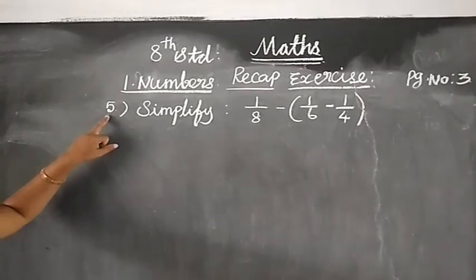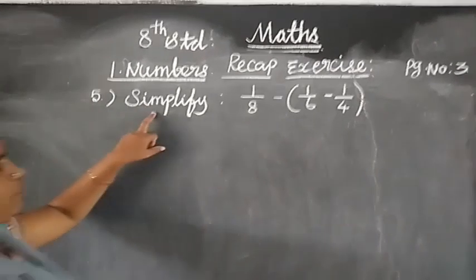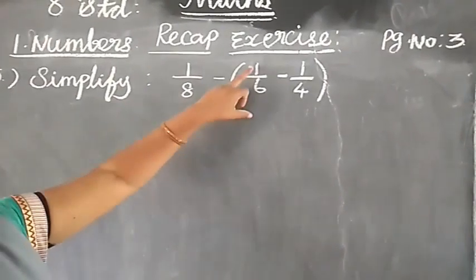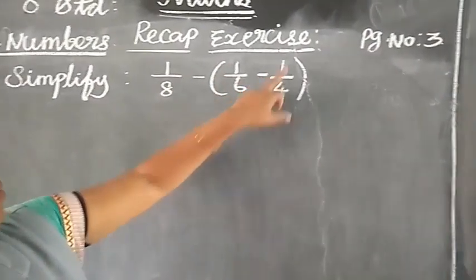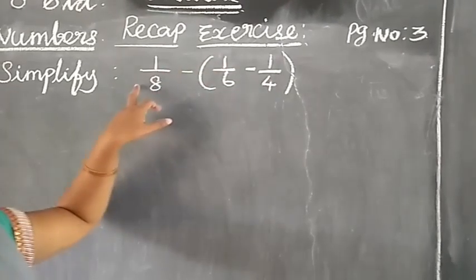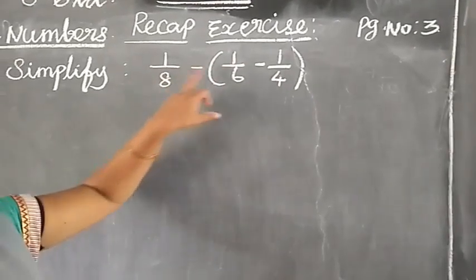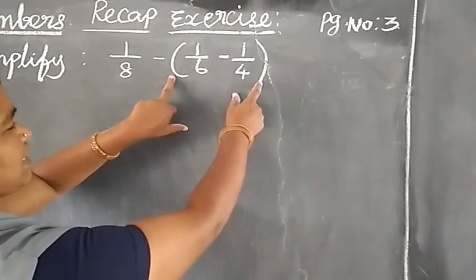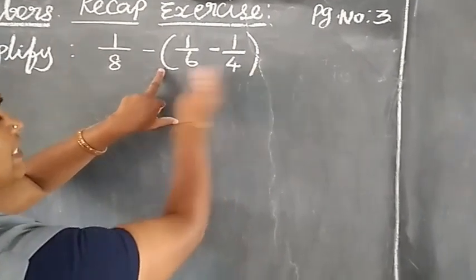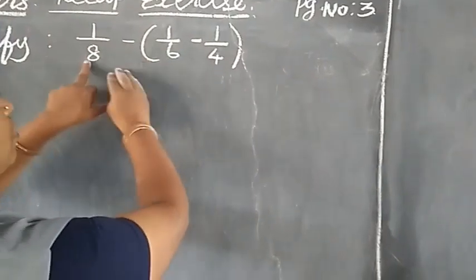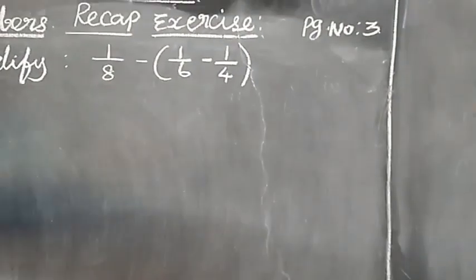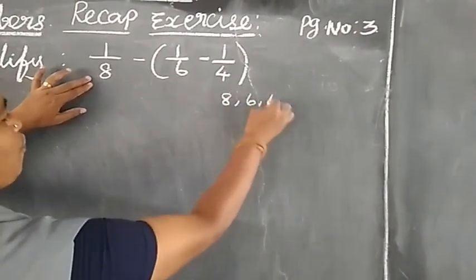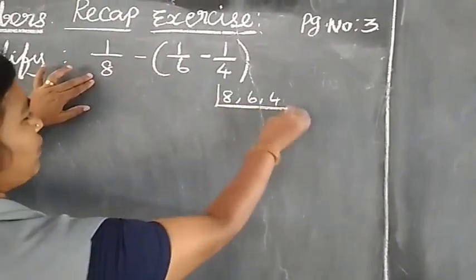Now we are going to see the fifth sum. Simplify 1 by 8 minus 1 by 6 minus 1 by 4. So we want to subtract. First we subtract these two fractions because the bracket is given. First we want to find the LCM of these denominators, 8, 6, 4.